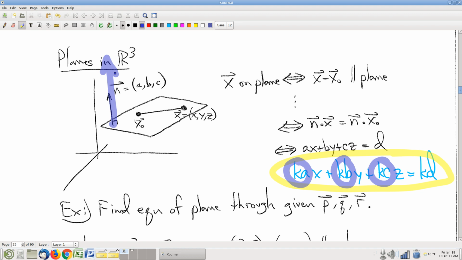So it doesn't matter which normal vector you pick. Any vector perpendicular to the plane is fine, right? There is no magic right vector perpendicular to the plane. So feel free to scalar multiply however is convenient. Like if you end up with an equation that has fractions in it and you want to multiply through by the common denominator or something like that, that's cool. Totally fine.